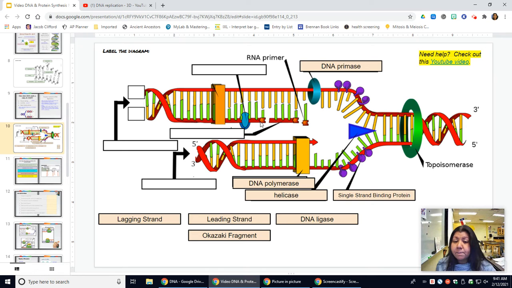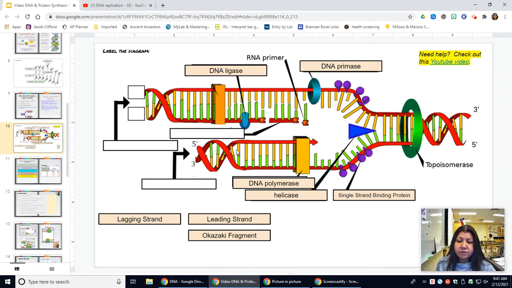It's traveling along the backbone of the new strand. And so I know for that one, okay, that's my DNA ligase. So my DNA ligase essentially seals up my Okazaki fragments. Okazaki fragments are the short sections of DNA that are laid down because we have one strand that has to go backwards.